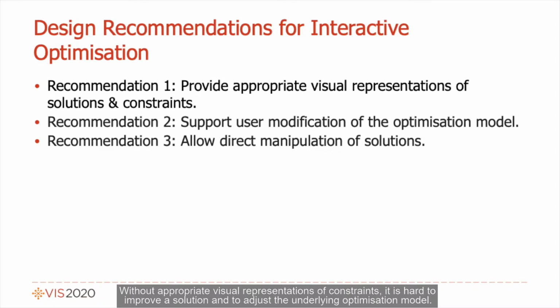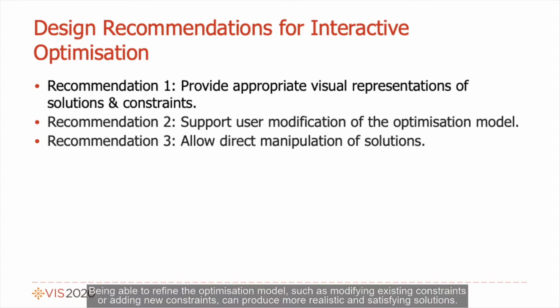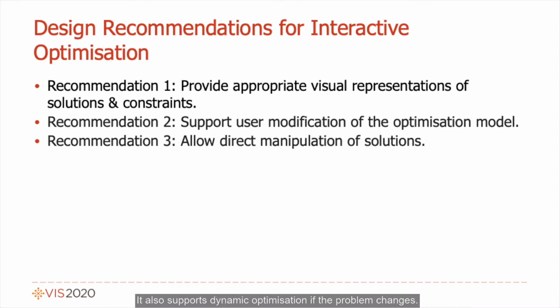the underlying optimization model. The second recommendation is to support user modification of the optimization model. Being able to refine the optimization model, such as modifying existing constraints or adding new constraints, can produce more realistic and satisfying solutions. It also supports dynamic optimization if the problem changes. The third recommendation is to allow direct manipulation of solutions.